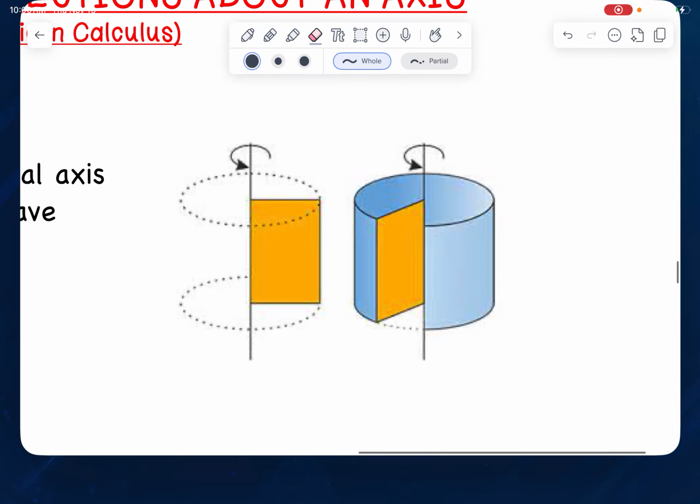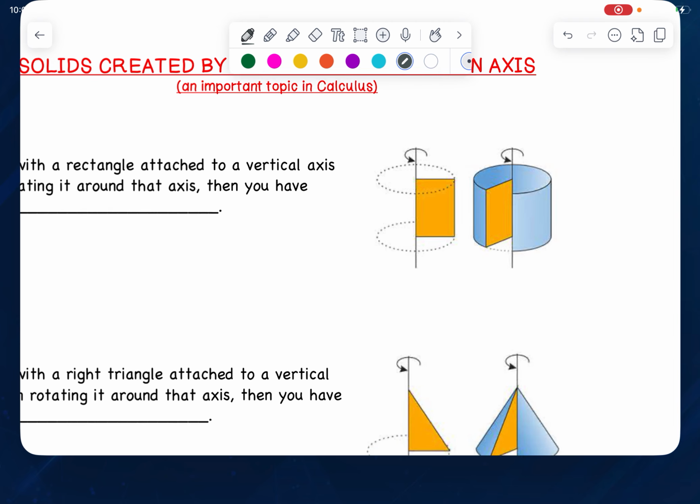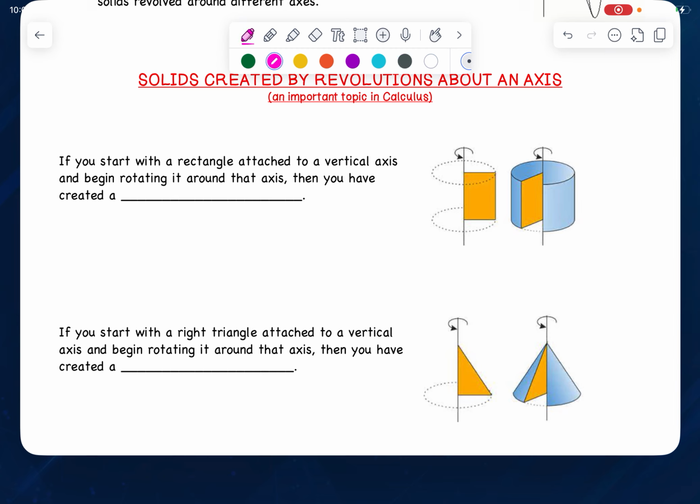And hopefully you can see, and I will put some graphic videos in Canvas that you can look at if it helps you see a live version of this spinning process. But anytime I take a rectangle and I revolve it around an axis, it is always going to create a cylinder, right? Every single time.